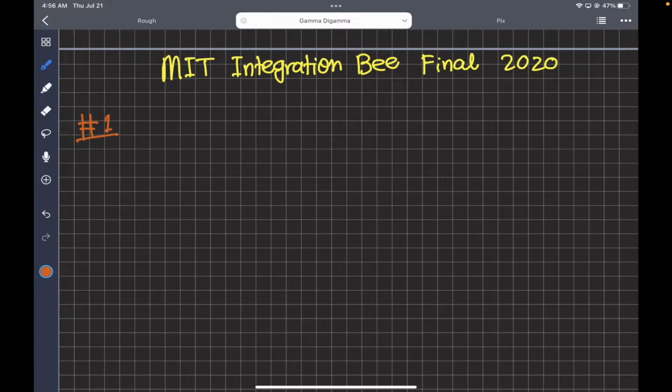Number one was just simplify this integral I. Integral from 0 to 1 dx over (alpha x plus beta times (1 minus x)), the whole thing squared.